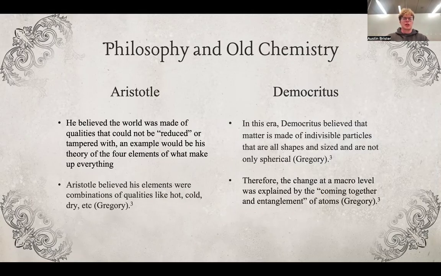So on to the other side of the arguments. So we have philosophy and old chemistry. Okay. We all know Aristotle. We've learned about Aristotle for many, many years, but we haven't really learned too much of the science part until this class. So I would like to say Aristotle believed that the world was made up of qualities that could not be reduced or tampered with, like his example of the four elements. He believed in only four elements that actually existed.